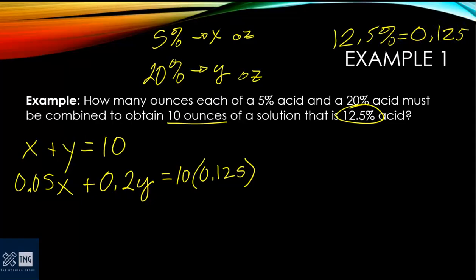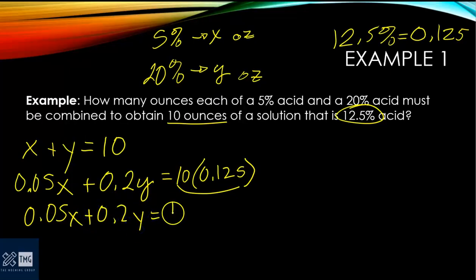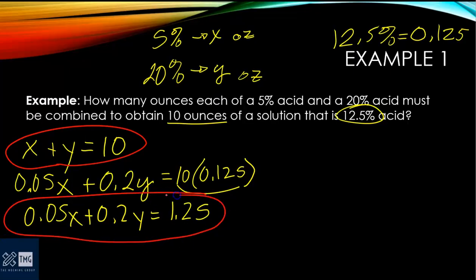In that equation right there, I'm going to go ahead and simplify that last part. So I'm going to have 0.05x plus 0.2y equals 1.25. Okay, so now I have my system of equations. I've got x plus y equals 10, and 0.05x plus 0.2y equals 1.25.